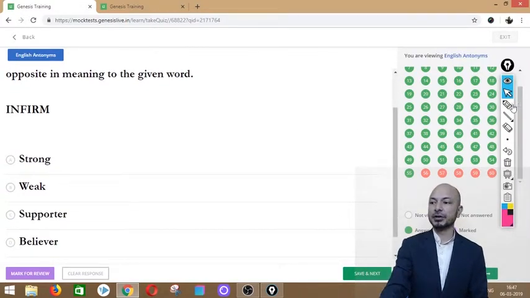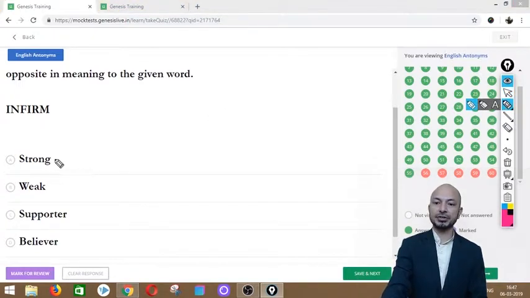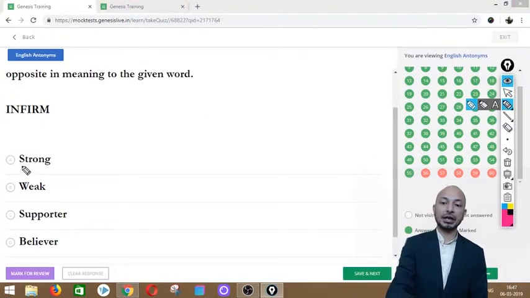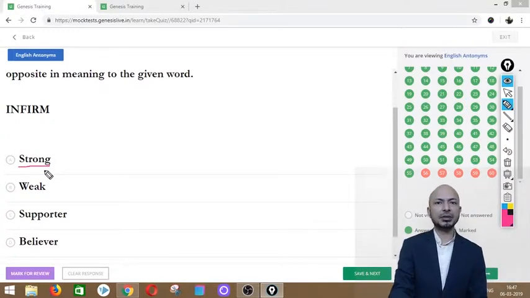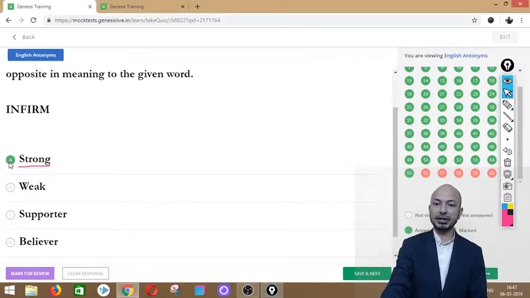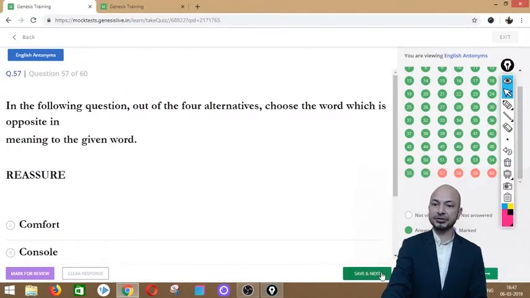Coming to question number 56, the word is infirm, and the options given are strong, weak, supporter, and believer. And the correct option is option A, which says strong. Infirm is being very sick and very weak, unable to perform a physical task, and being strong is, well, being strong, the opposite of being infirm. So they are antonyms. We click option A. Go on to the next question.